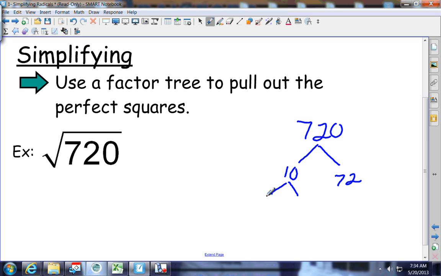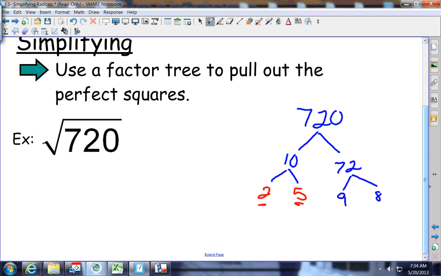10 splits up into 2 and 5. Those are prime numbers. That's as low as those can go. 72. What's 72? 9 times 8. Those I can still break down some more. How does 9 break up? 3 times 3. What about 8? 4 times 2. Are they all prime numbers? No, I need to break up 4. That gives me 2 times 2.